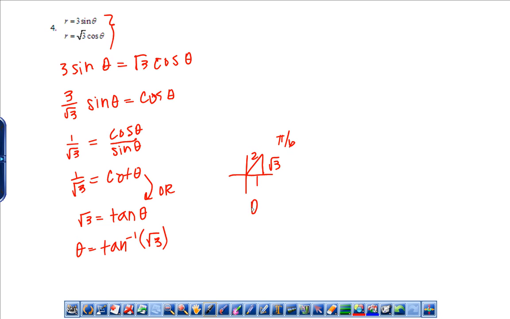Remember, tangent has one general solution. So this is pi over 6 plus pi n. Remember, it's only pi, so that's my general solution. So my answers would be pi over 6 and 7 pi over 6.